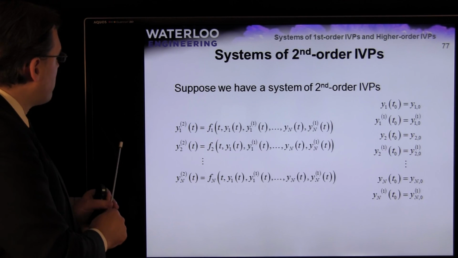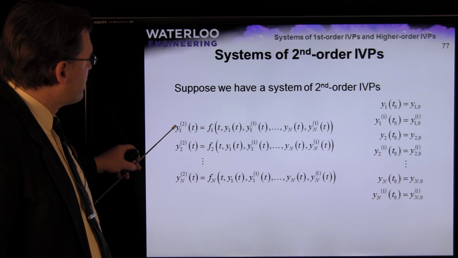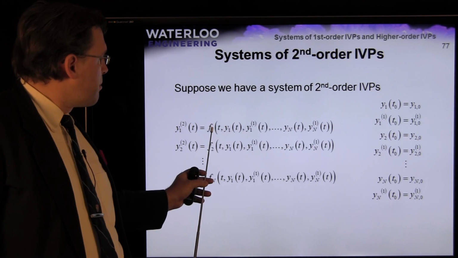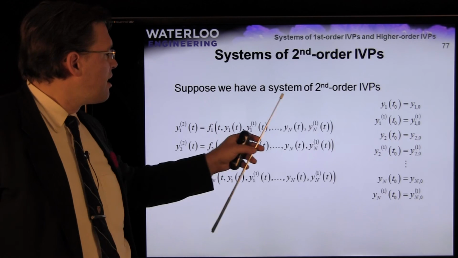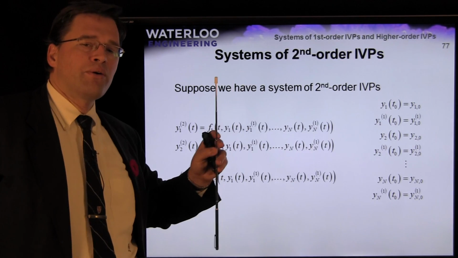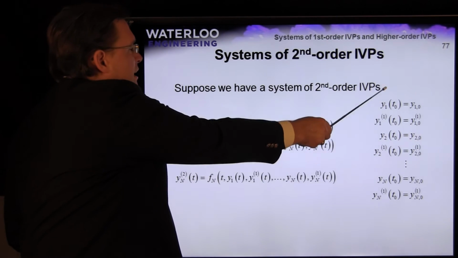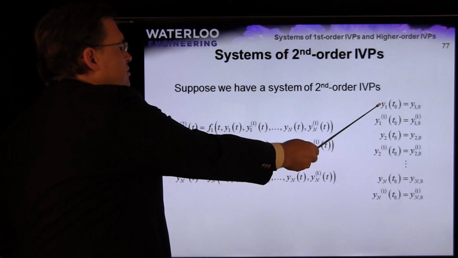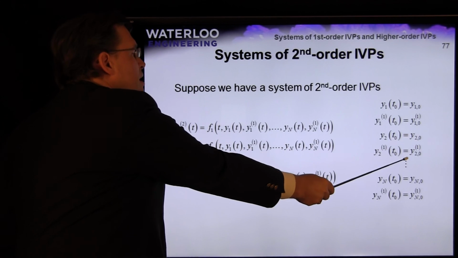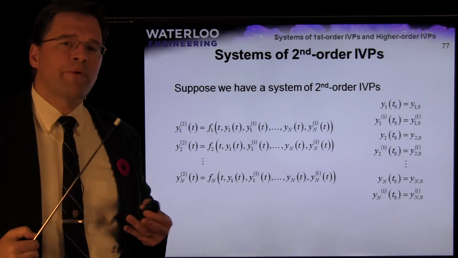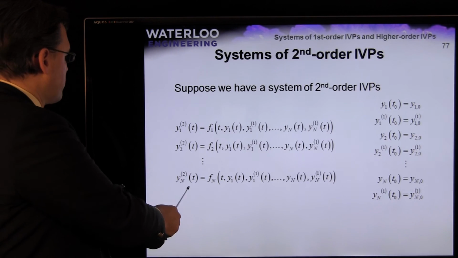So let's say we have n functions that are unknown, and we know that the second derivative of each of the functions is a function of time, of the first function, the derivative of the first function, the second function, the derivative of the second function, the nth function, and the value of the derivative of the nth function. In this case, we need 2n initial conditions. We need to know the initial state of the first function, but we also need to know the initial slope of the first function. We need to know the initial state of the second function, plus the initial slope of the second function, and so on and so forth for all of the n second derivatives.